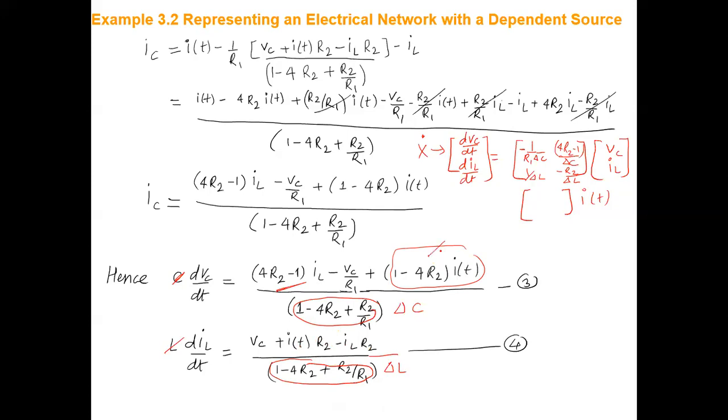From here you have 1 minus R2, that's plus, right? Over delta C, right? Then the bottom one is R2 over delta L. That's my final answer.